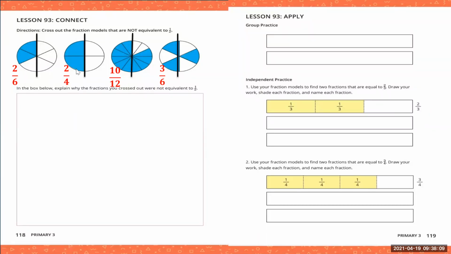2 over 4 is half. But 2 over 6, Jana, is not half. 3 over 6 is half, but 2 over 6 is not half. If I have 4 parts, 2 over 4 is half. 10 over 12, half? Excellent, Adam. No, no, it's almost one circle.